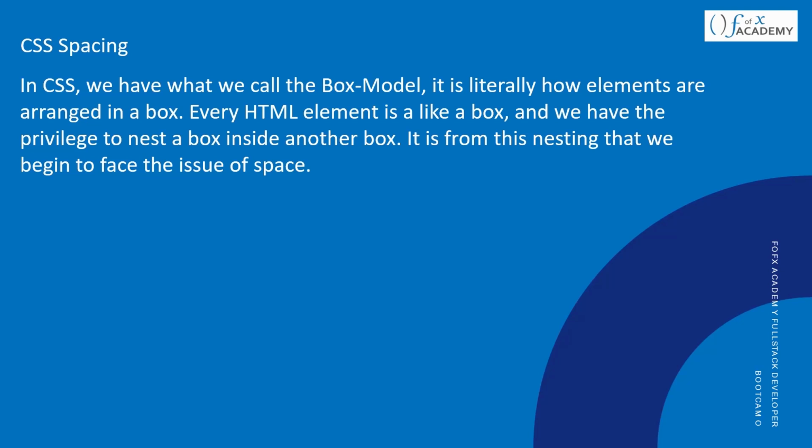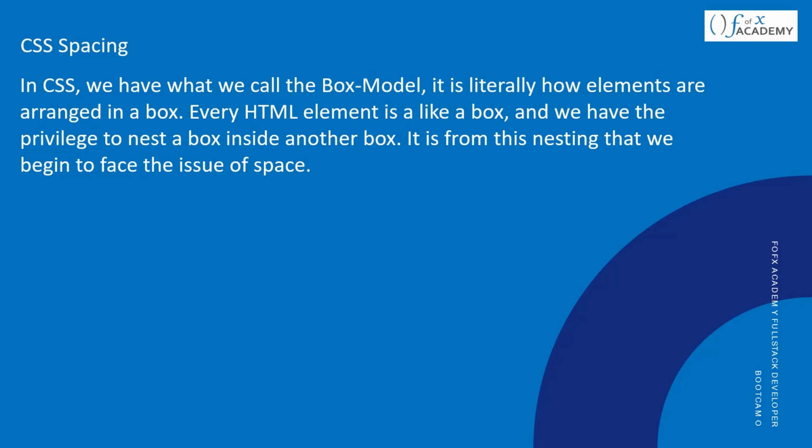So in CSS, we have what we call the box model. It is literally how elements are arranged in a box. Every HTML element is like a box: your p tag, your header tag, your footer, even your inline element. Both block and inline elements are like a box. This helps us to have an idea that, okay, if I want to put this here, I want to put this here. I want to give this a space, I want to give that a space. So that is what CSS spacing is all about.